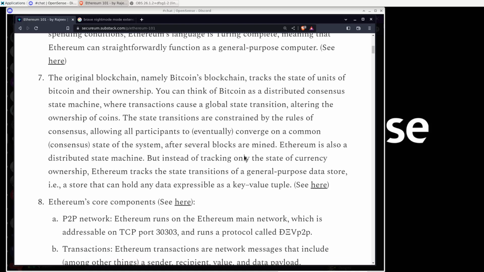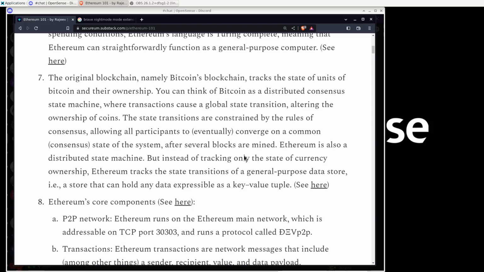The original blockchain, named Bitcoin blockchain, tracks the state of units of Bitcoin and their ownership. You can think of Bitcoin as a decentralized consensus state machine, where transactions cause a global state transition, altering the ownership of coins. The state transitions are constrained by the rules of consensus, allowing all participants to eventually converge on a common state of the system.